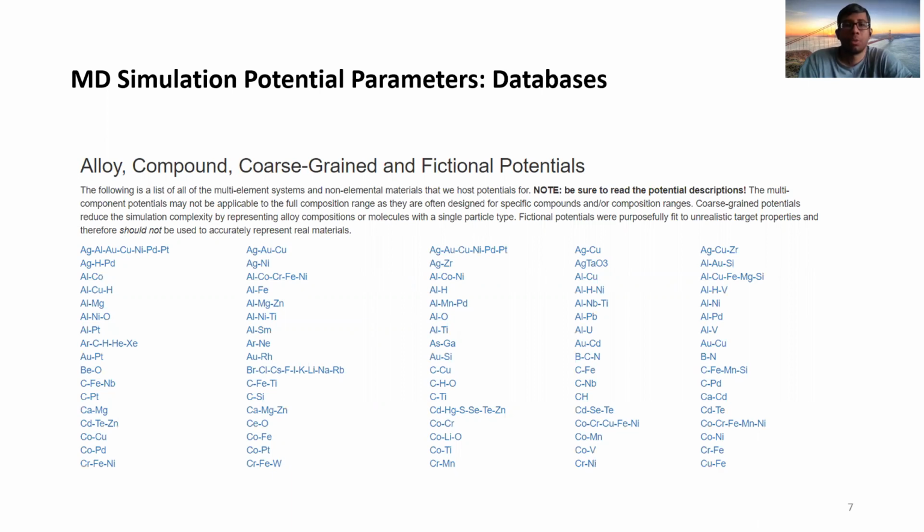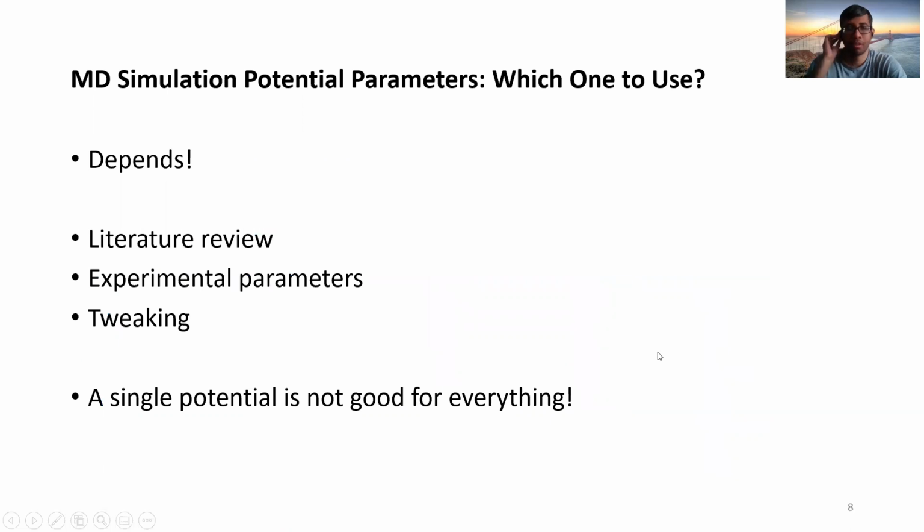For example, if you go through this database, IPR, then you can find that there are several pre-built potential parameter sets for alloys, compounds, and also fictional potentials that have not been validated by experiments, but they have developed them according to the theoretical ground. So there are tons of resources in terms of potential parameters, but which one to use here? The answer is it depends. You have to go through the literature review.